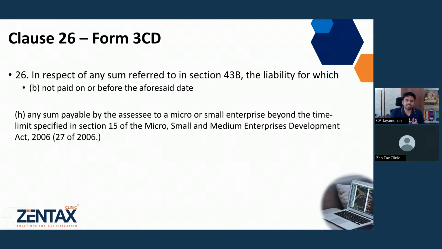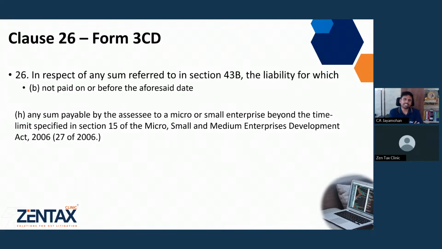For example, PF, ESI payments, which you will be deducting from your employees. If you are making payment of these expenses, then you can claim it as deduction. If you have not paid it, if you have kept it in abeyance without making payment, then you cannot claim it as expenses in that particular year. And subsequently, when you are paying it, you will be able to claim it as deduction.